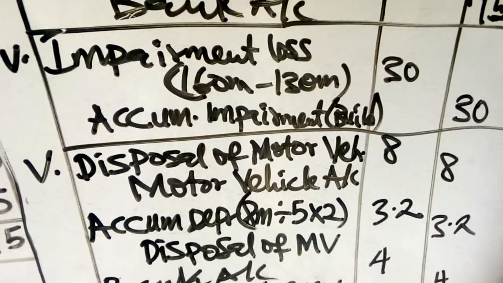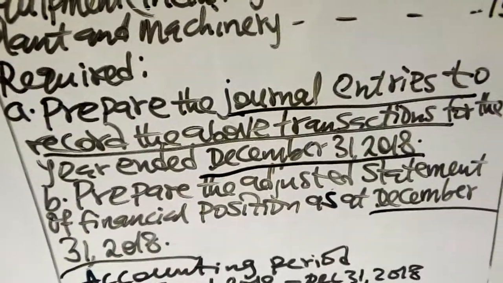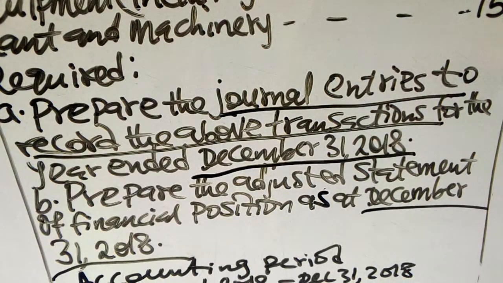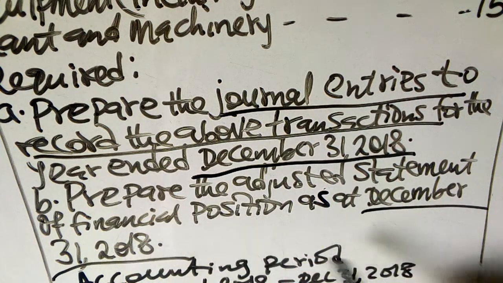So the depreciation that needs to be charged for the year has been charged. That means we are done with the journal entry. Now let's go through requirement B. You have to prepare the adjusted statement of financial position as at December 31st, 2018. That is the next requirement now.